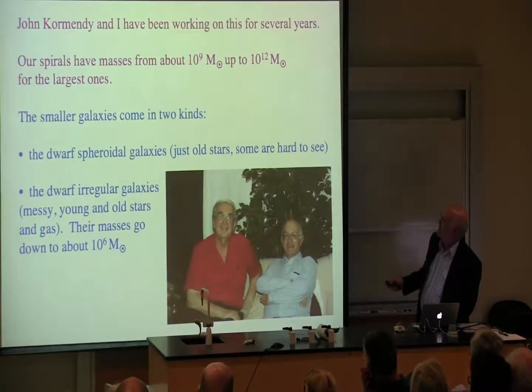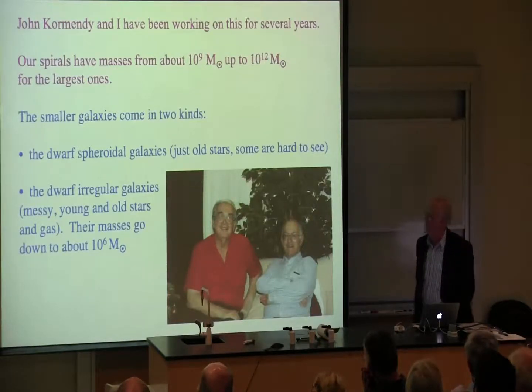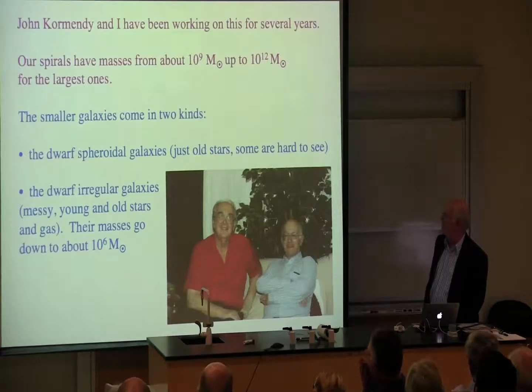Now I'm going to show you two kinds of these. One are called dwarf spheroidal galaxies, which are just old stars, hard to see. And the other ones are dwarf irregular galaxies. They're messy and full of gas and young stars. But again, masses down as low as 1 million solar masses. So they're really just like big star clusters, except that they have dark matter.